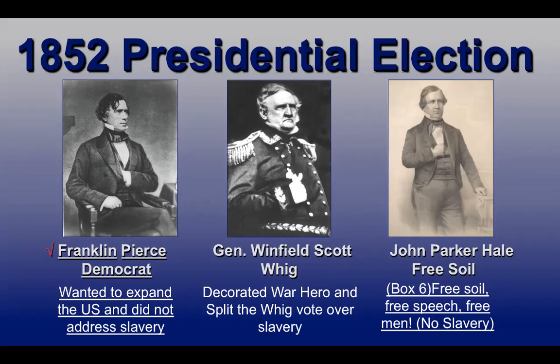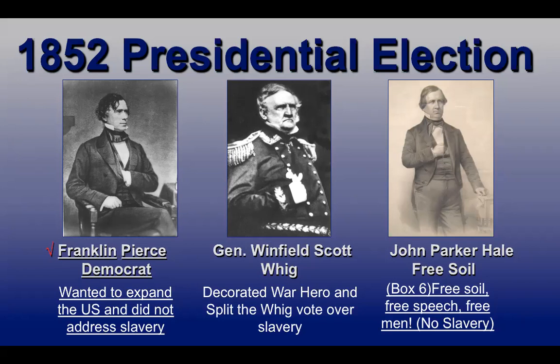And the other political party, the big party of the time period, is the Whig Party and General Winfield Scott. He was a War of 1812 veteran, and the votes of the Whig Party were split over slavery. I can't remember General Scott's stance on slavery. I don't remember if he even said anything about it. But he did not win because the Whig vote was split over slavery. The Whig Party could not agree. So obviously, if everybody's not putting their votes behind the same person, it's not going to go very well for them.